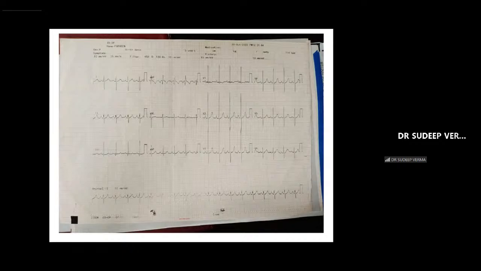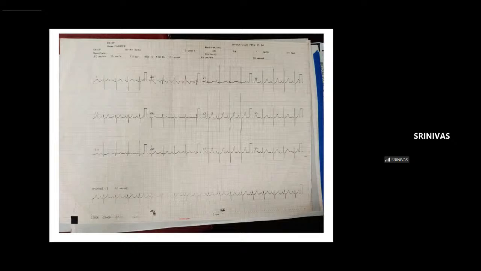So if suppose it's counterclockwise, what does it indicate? See, your answer is not correct. You said because there's an initial positive R in L1 AVL, it is clockwise. No. As Sudeep has said, it's because of the presence of Q waves in inferior leads that it's clockwise. You see the difference. These are the Q waves that determine the loop, not the R wave. Whatever leads the initial Q wave is present in, that determines whether it is clockwise or counterclockwise.